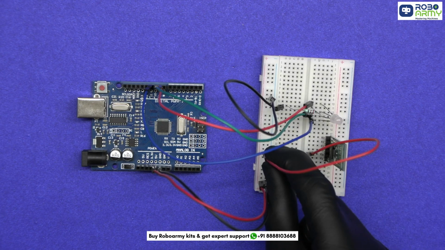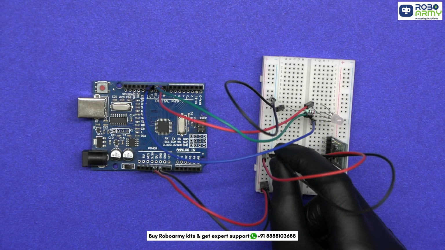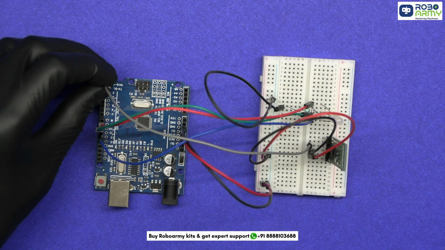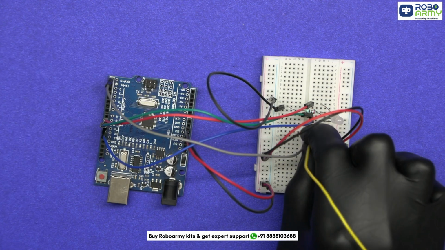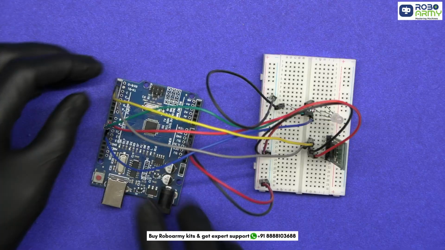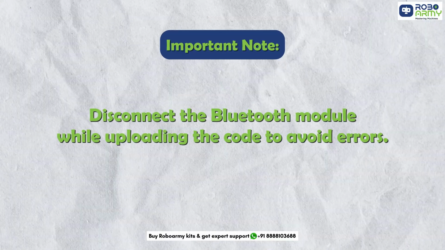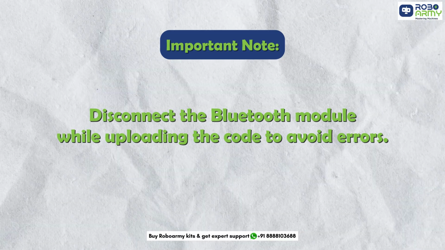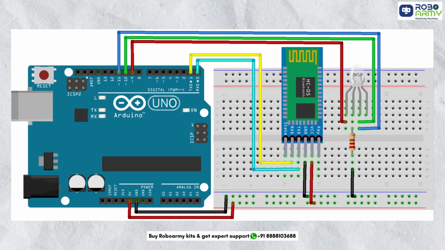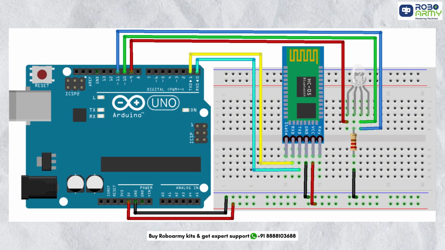Connect its VCC to the positive rail on the breadboard, connect its GND to the negative rail. Connect the TX pin to pin D0, that is RX pin, and connect RX pin to pin 1, that is TX pin. An important note here is to disconnect the Bluetooth module while uploading the code to avoid errors. Double check everything with your circuit diagram to avoid errors.